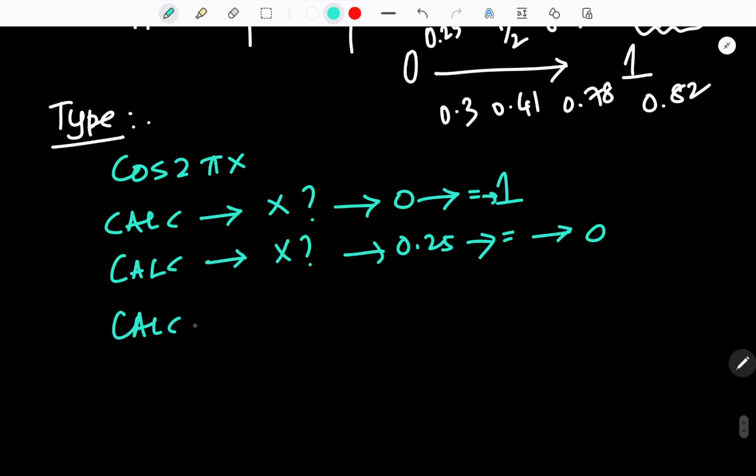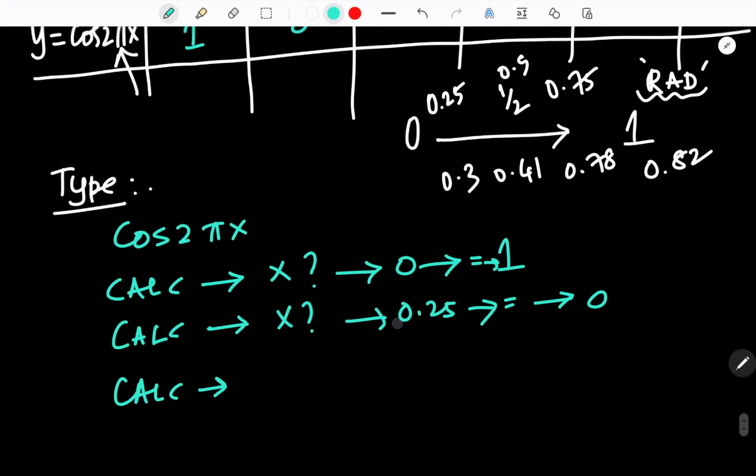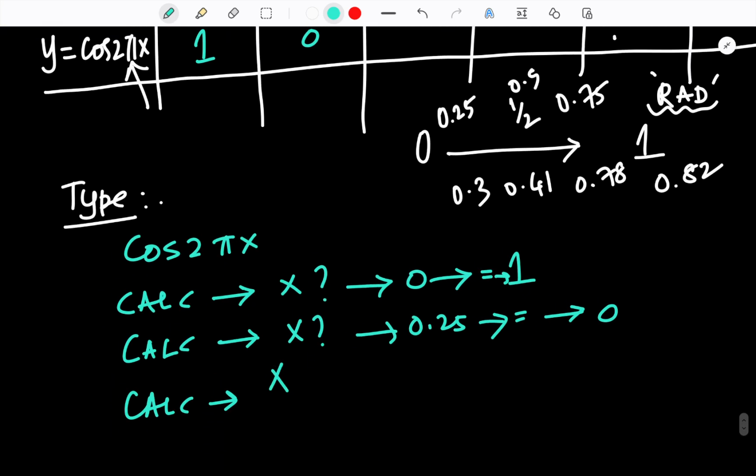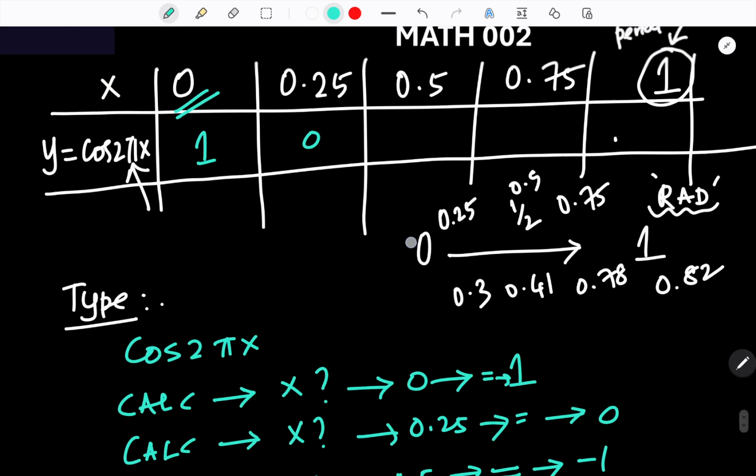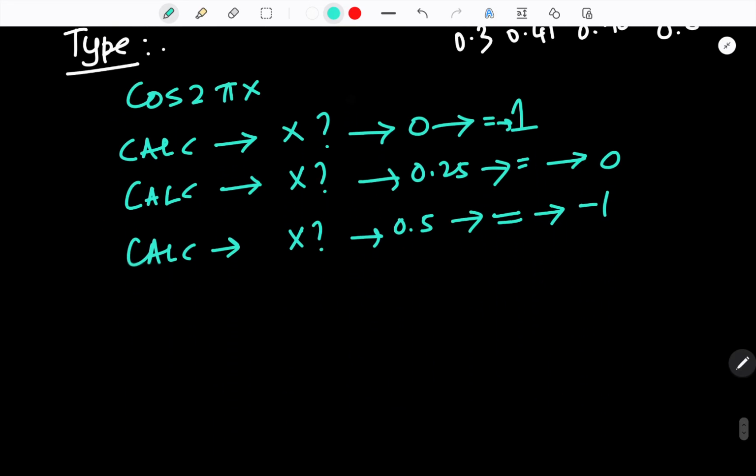Next is press the button calc. Okay, press calc, and x equals, what is my next point? 0.5. So x equals 0.5, press equal, and then I get minus 1. So I get minus 1. Next is 0.75. Press the button calc. Press 0.75 and press equal, you will get 0.